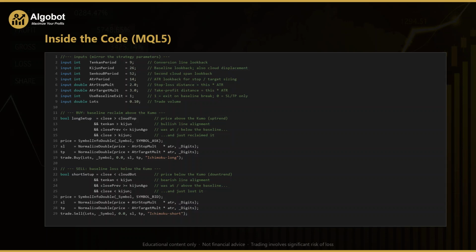Short setup is true when close is below CloudBot. Tenkan is below Kijun. The previous close was at or above the baseline, and the current close is below it. The code then reads the bid price, places the stop loss a stop multiple of ATR above, the take profit a target multiple of ATR below, and calls trade.sell with the same lot size. Both sides use the identical ATR-based logic, only the direction changes. It's a compact, symmetrical piece of code.